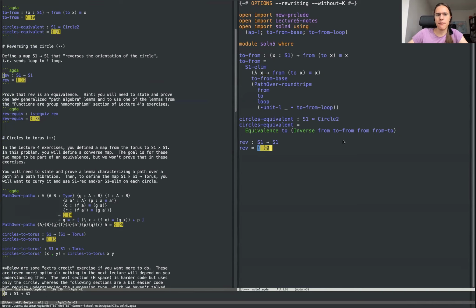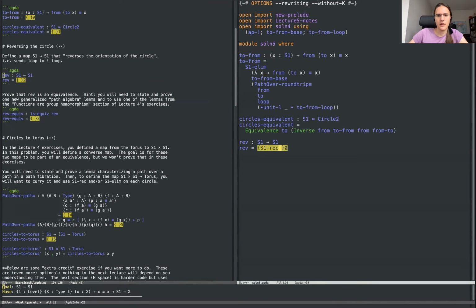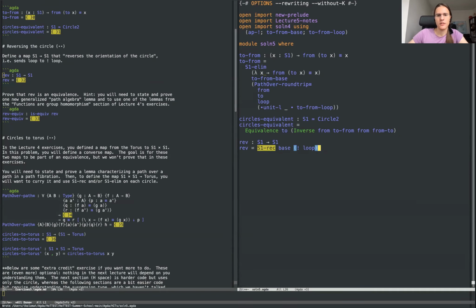So this is going to be defined by the non-dependent eliminator. Then I need to say where base goes to base. Where does loop go? Loop goes to loop inverse. So this is the function that takes a circle and it reverses the loop. It sends the loop to loop inverse.